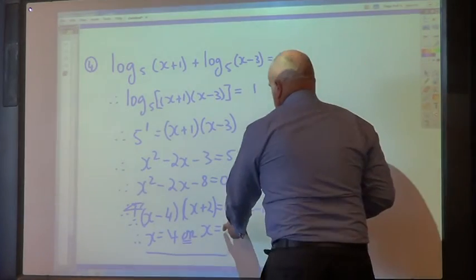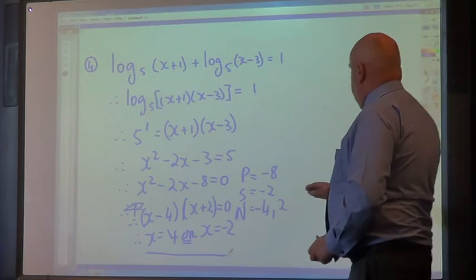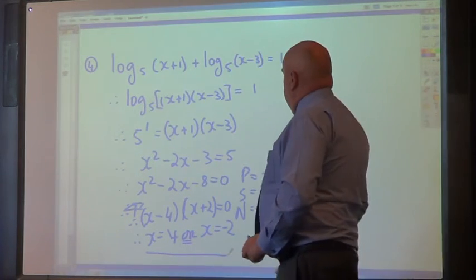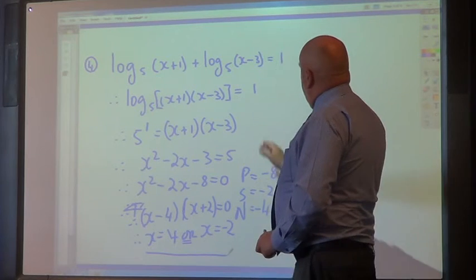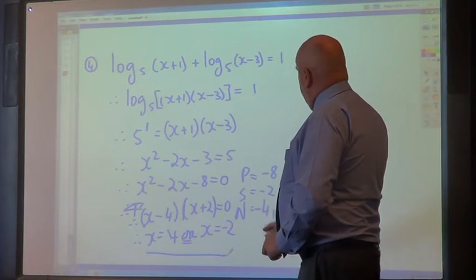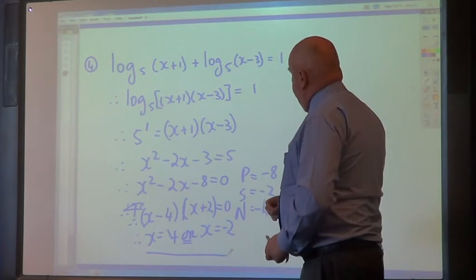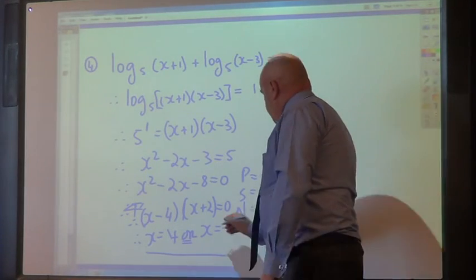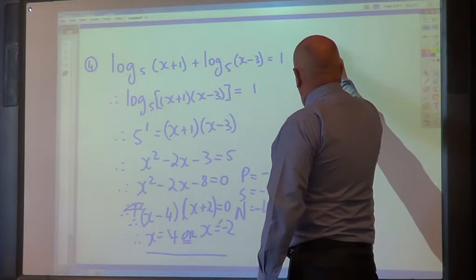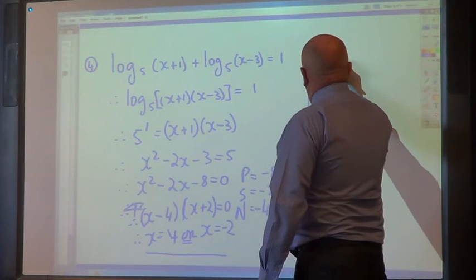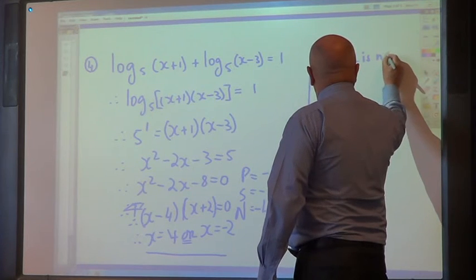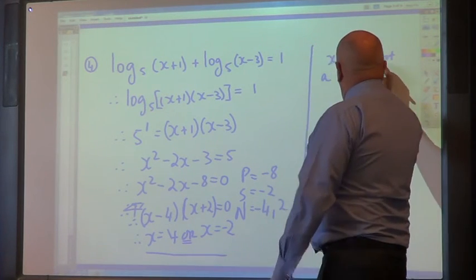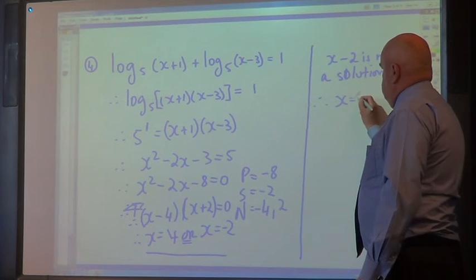I can see that if x was to equal negative 2, would I have a problem? Well, certainly negative 2 plus 1 is negative 1, and that wouldn't exist. So that's a problem there, and it's a problem here as well. I have logarithms of negative numbers, and we know that we can't have that. If I substitute 4 in, not a problem at all. So we would ignore or cut out that solution. We would say x equals negative 2 is not a solution. Therefore, x is equal to 4.